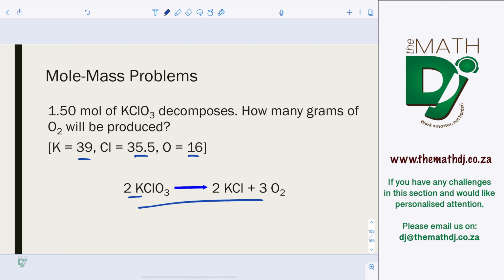Say 2 potassium, 2 potassium, 2 chlorine is 2 chlorine, then 2 times 3, 6 oxygen. So it's a balanced reaction. So you can try it out and find out how many grams of oxygen will be produced. So let's move on to the question.